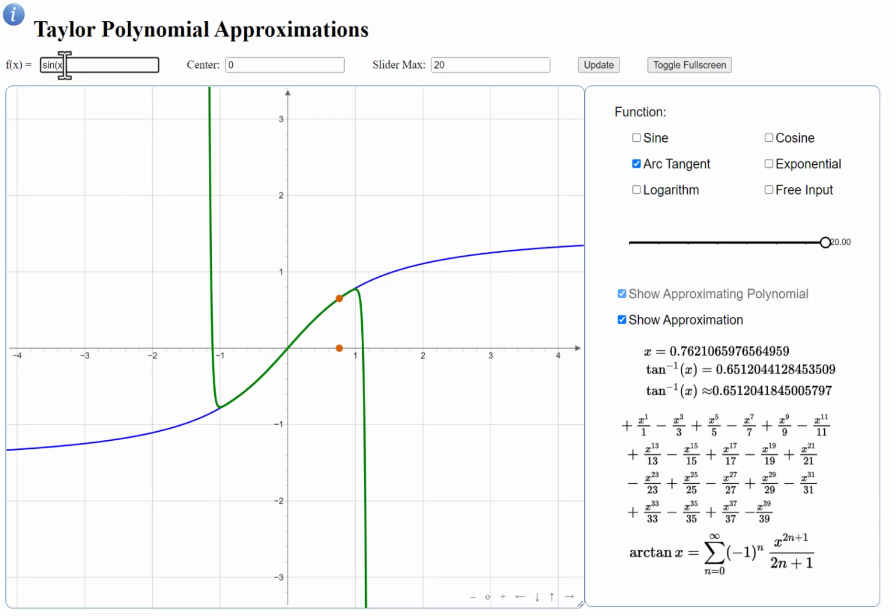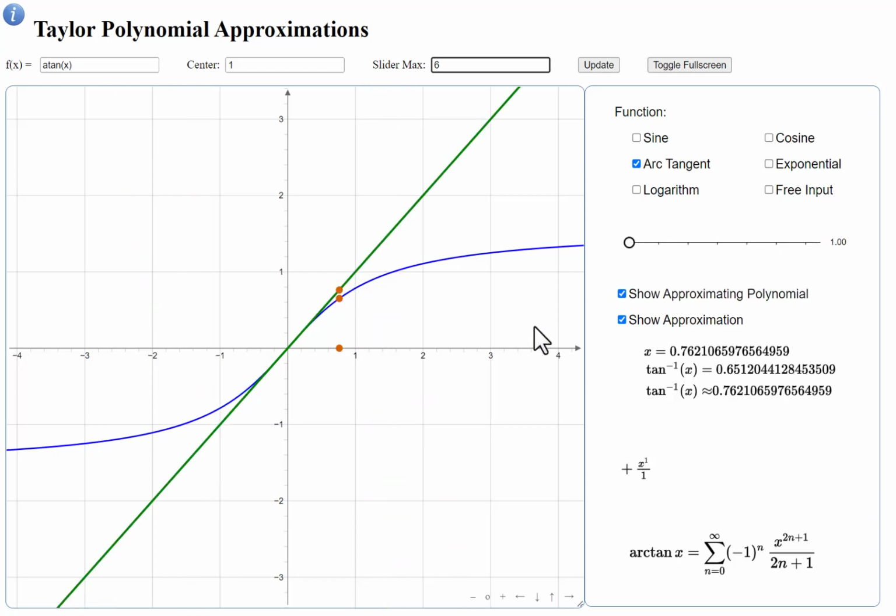What that might look like is this. Let me take my arctangent function, and I'm going to recenter it. Actually, I'll recenter it at +1. And I need to change my slider max. I can't do a maximum of 20 here because the program has to compute derivatives for arctangent. The derivative of arctangent is 1 over 1 plus x squared, which requires a quotient rule to get the second derivative, and the calculation balloons from there. So I'm going to do that. It's going to take a moment to even get 6 derivatives here.